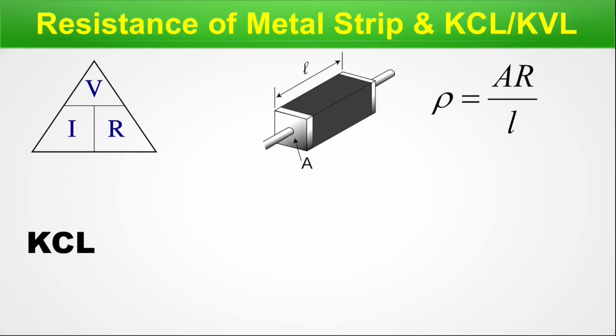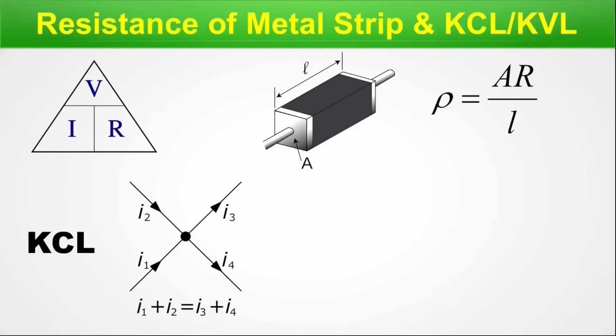So the next one is KCL, that is Kirchhoff's current law, where we know that the sum of all the currents reaching a particular node is 0, which we can express by an equation that is I1 plus I2 is equal to I3. As per the direction, whatever current is coming towards the node, as shown in the picture, is leaving the node.